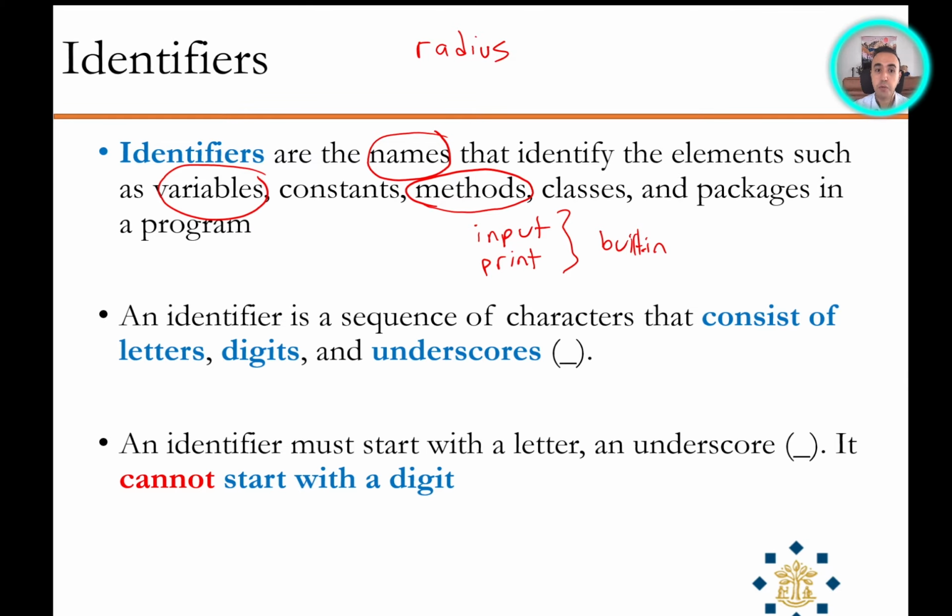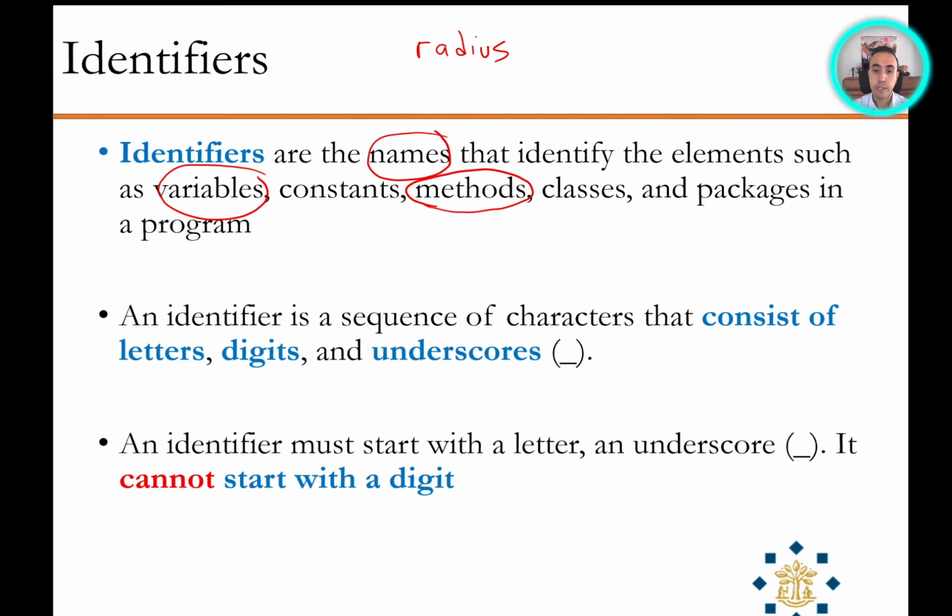If you want to write your own method, which we're going to learn in the last lecture, you're not allowed to use the built-in method names, right? And then you can also name classes, packages, or constants. We're not going to talk too much about it. We're only going to learn the variables and the methods. But for this lecture, we are only going to talk about the variable names.